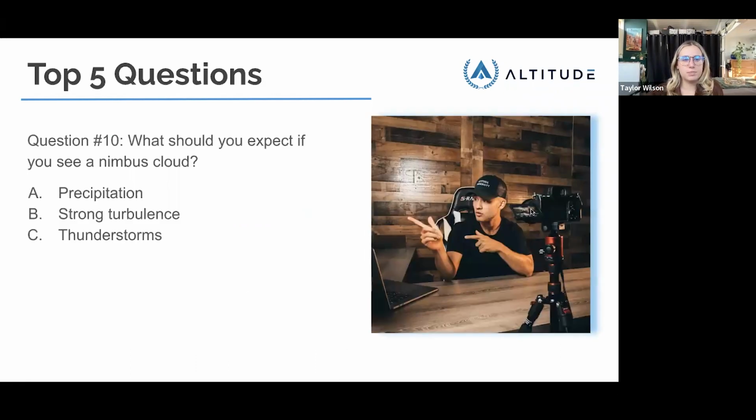What should you expect if you see a nimbus cloud? We didn't really talk about this too much, but if you've taken our weather course, you might know the answer. Awesome. Yep, our answer here is A, precipitation. Nimbus means rain or precipitation. So if you have a cumulonimbus cloud, you can anticipate that there's going to be rain.